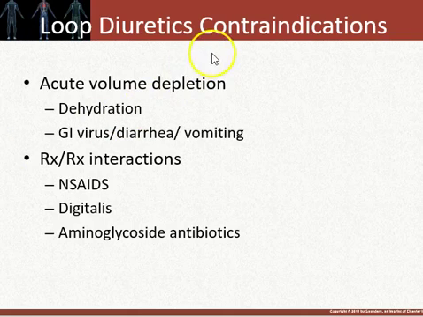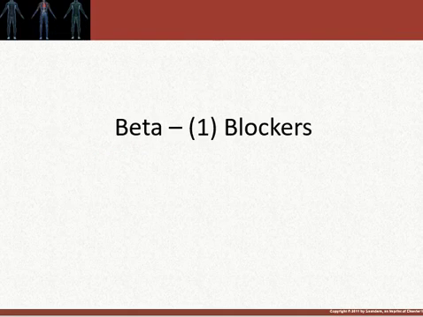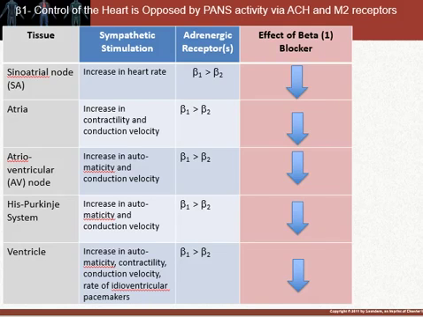Okay. Contraindications to loops are listed here. We've talked about this earlier. The other group of drugs that you might encounter in terms of step material that are listed in terms of diastolic heart failure are beta blockers. Remember, beta blockers do a whole series of inhibitory effects in terms of heart rate, contractility, conduction velocity, and so forth, all of which are listed here.